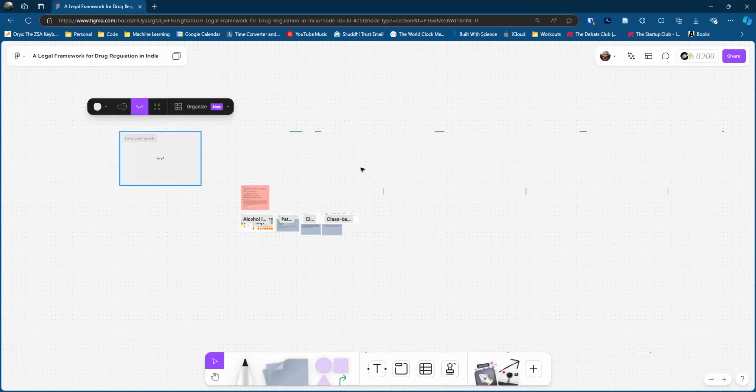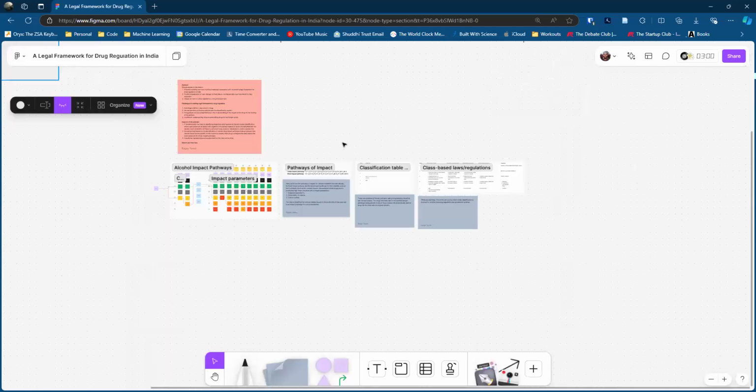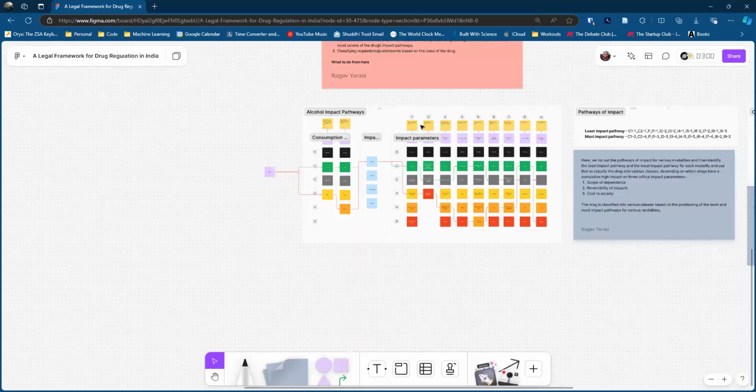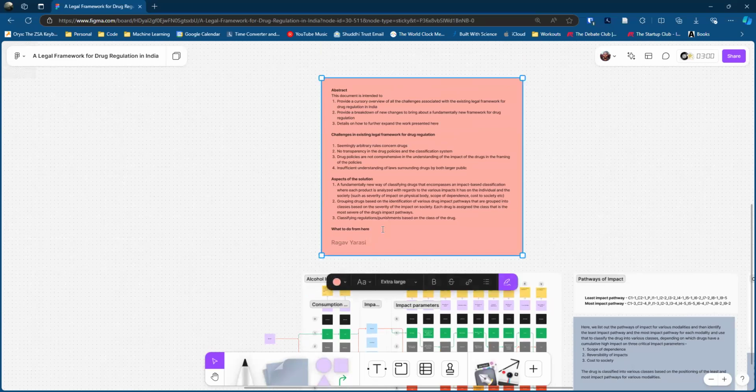Okay, I think we're done. What to do from here? How to use this information?